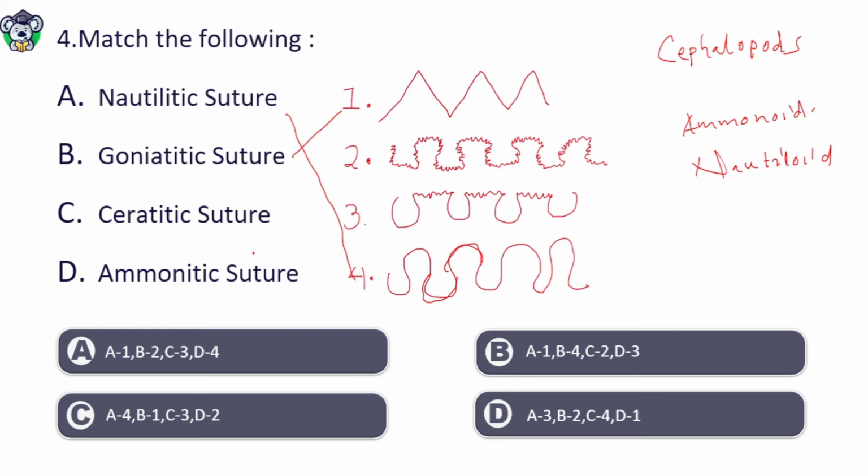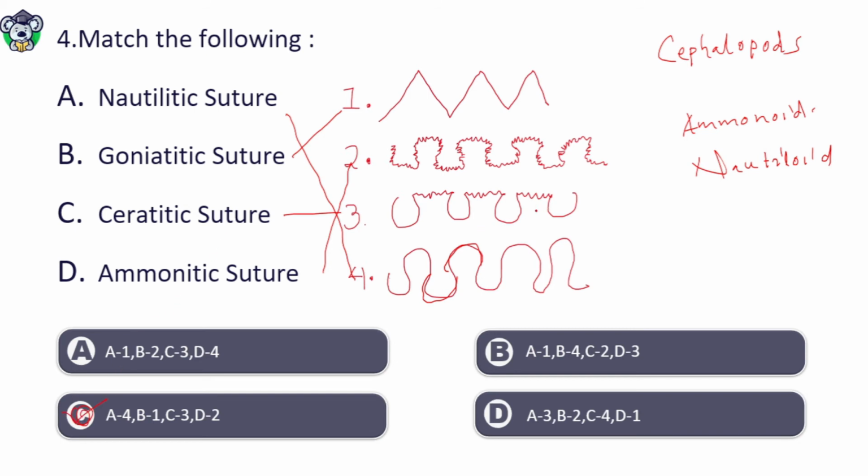A4. Similarly, serratic suture, this belongs to this type. This is serratic suture pattern, and this is ammonotic suture. This is last, D2. Which will be the right answer? That is option C is the right answer.